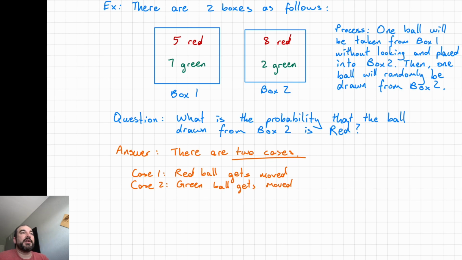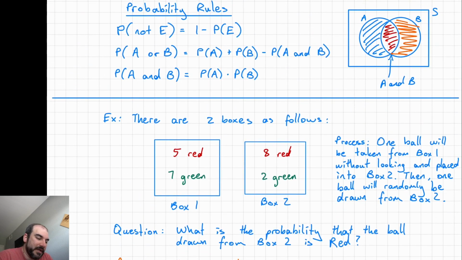In either case, we're going to do the probability, and then we're going to add these together. Since there are two cases, these are joined together with an or. Either that happens or the other one happens, right? Either a red ball gets moved from the first box to the second box, or a green ball gets moved. And since these are joined with an or, we're going to add the two probabilities together, and we don't have to worry about this last part.